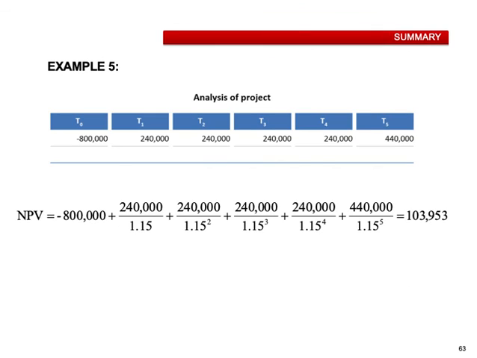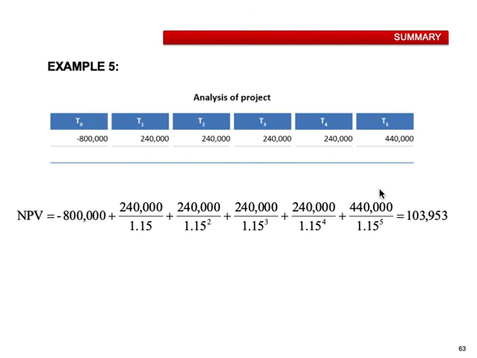The answer to question 2 is, what is the NPV? And the answer is 103,953. So in other words, we would have a positive NPV. How do we get to this number? We take the initial investment over here, which is minus 800,000 cash outflow. We just said that we had a cash inflow of 240,000 per year for 5 years. So here, year 2, 3, 4, and year 5.